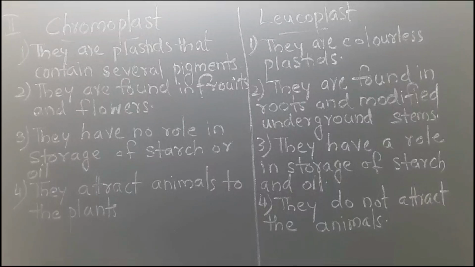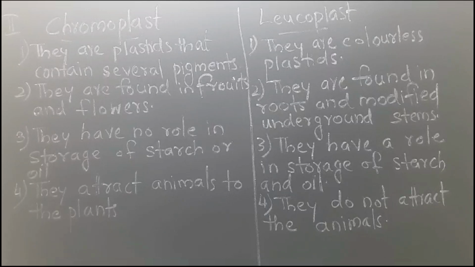Our second question is difference between chromoplast and leucoplast. First point is, they are plastids that contain several pigments. Chromoplasts are plastids that contain several pigments. Leucoplasts are colorless plastids. Second point, they are found in fruits and flowers. Chromoplasts are found in fruits and flowers. Leucoplasts are found in roots and modified underground stems.